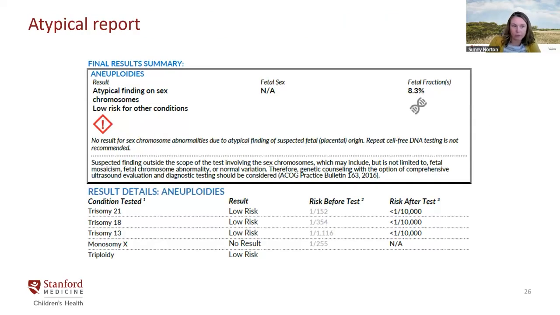There is a result for trisomy 21, 18, 13, and triploidy. There's no result for monosomy X, and they write that there's an atypical finding on sex chromosomes outside the scope of the test, which may include fetal mosaicism, fetal chromosome abnormality, or normal variation. So this tells us there might be an X or Y fetal chromosome anomaly, or it could just be variation in the DNA. It's a little bit of information. It's not a ton to go off of, but fortunately in this example, there are low risk results for the other conditions.